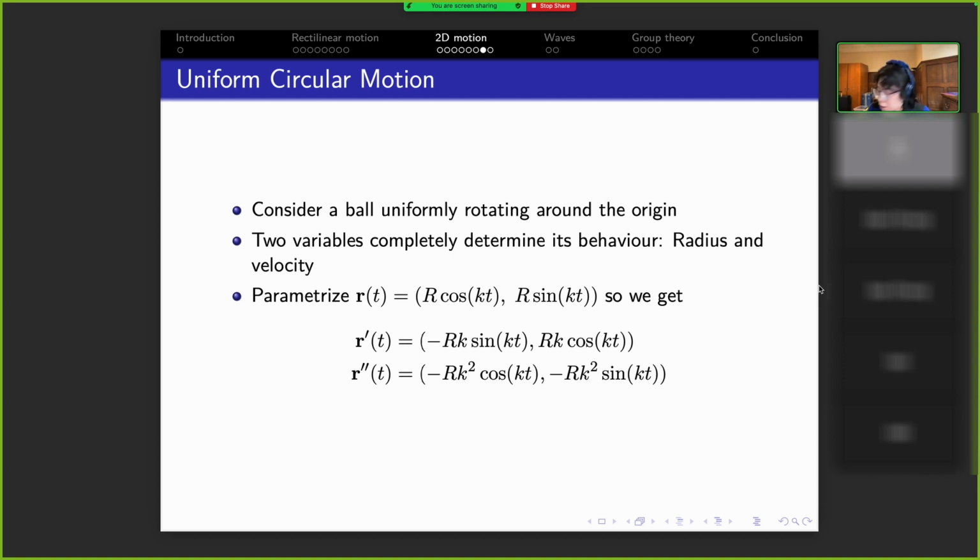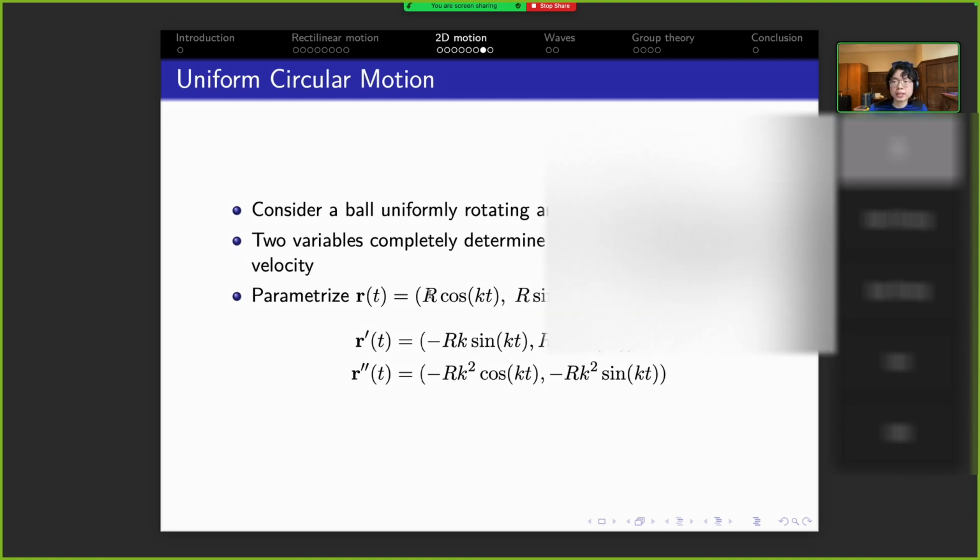And so we expect that we are able to deduce all physical quantities. We're going to be able to deduce the energy, the force, the velocity, whatever, using these two variables alone. We want to describe everything about uniform circular motion using the radius and the angular velocity alone. The way we do this is that we parameterize r(t) as (R cosine kt, R sine kt). You might wonder, where do these things come from?